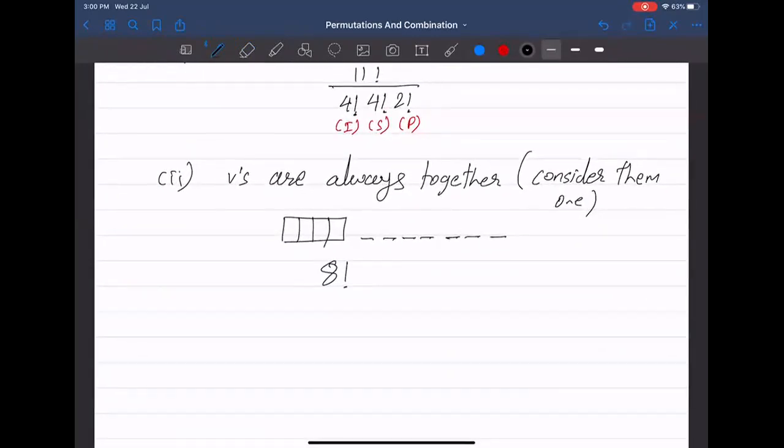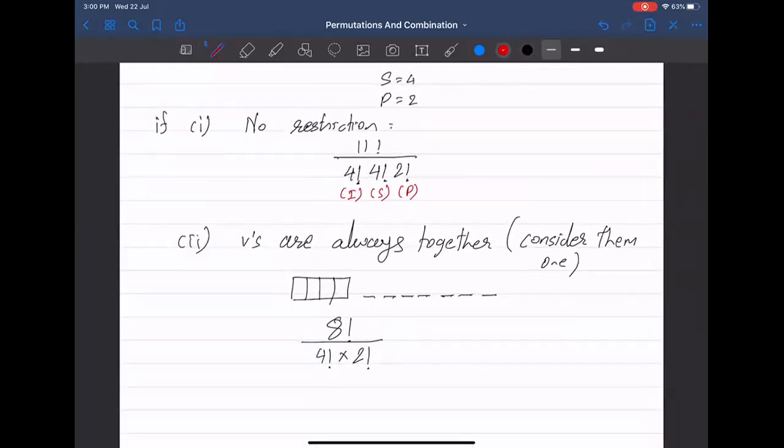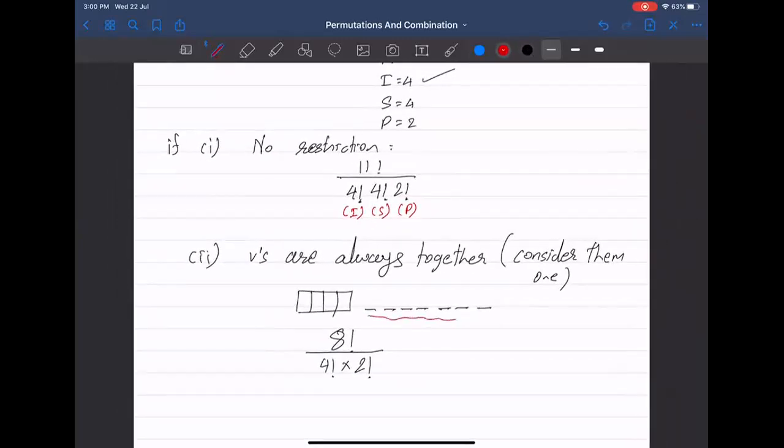8 factorial ways divided by 4 factorial, into 4 factorial, into 2 factorial. Because S and P, all the I's are the same, it's one person, right? So we're not considering that. Correct. There are 4 S's on this side and 2 P's on that side. So for S I have to divide and for P I have to divide.